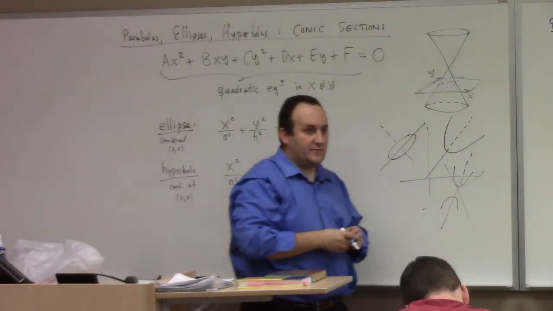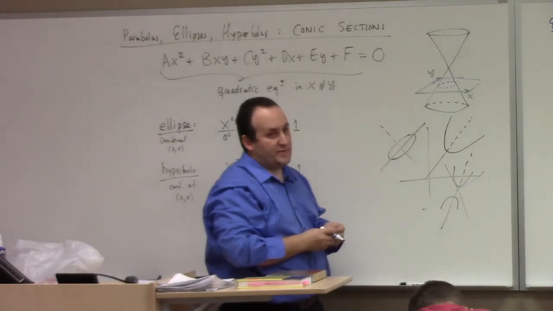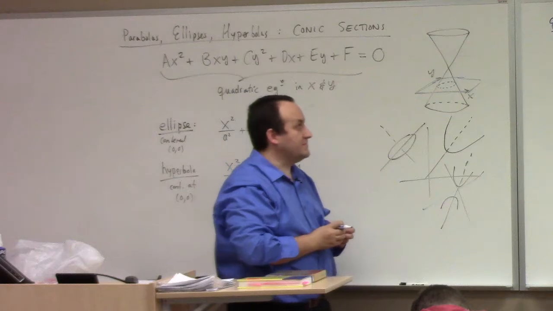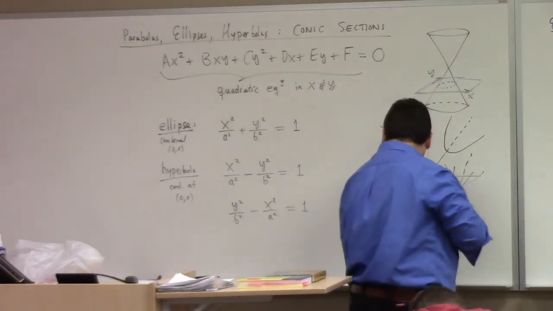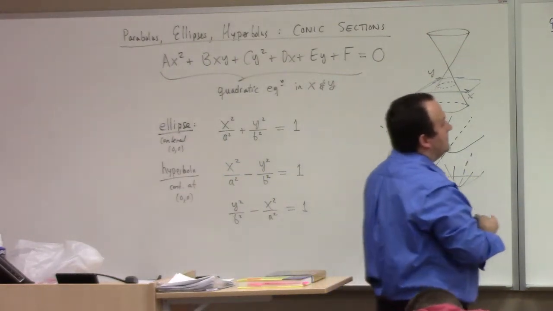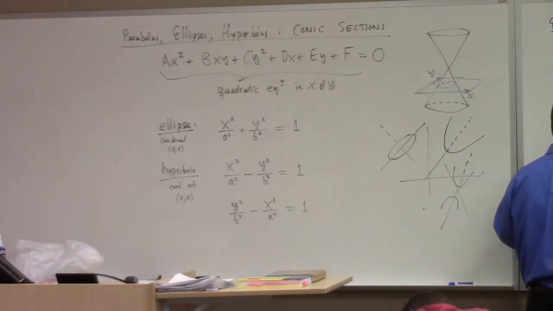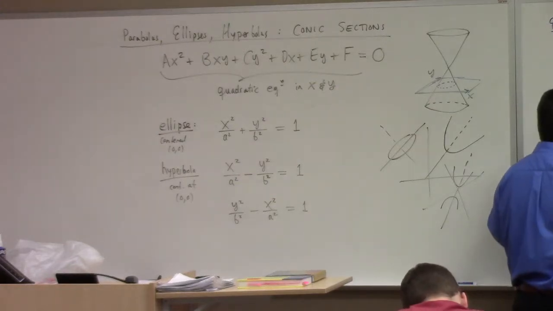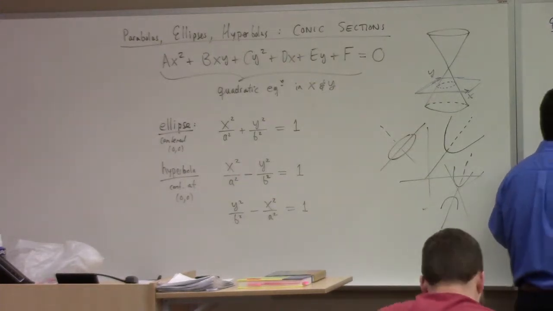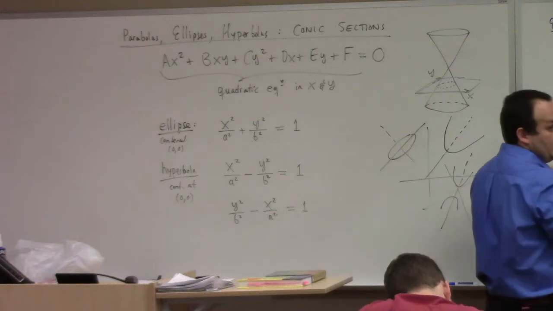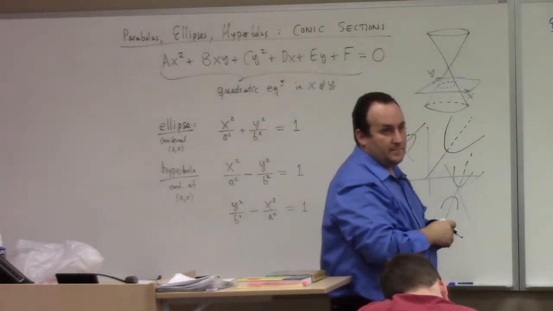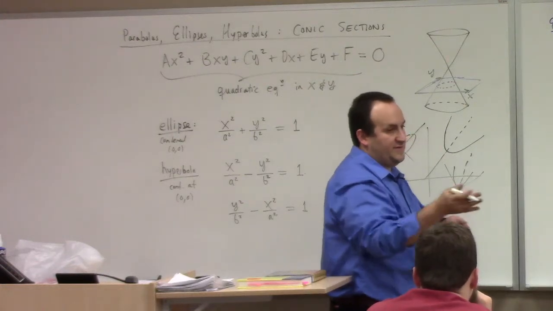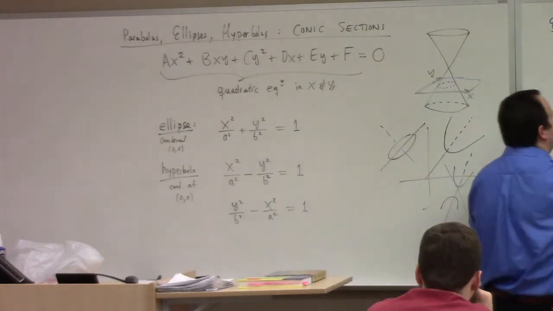Now I just have to figure out which kind of hyperbola it is. It either opens up and down or opens left and right. Which is it? If it was up and down, if I put x equals 0, then that should give me minus y squared equals 1. But there are no real solutions to that.